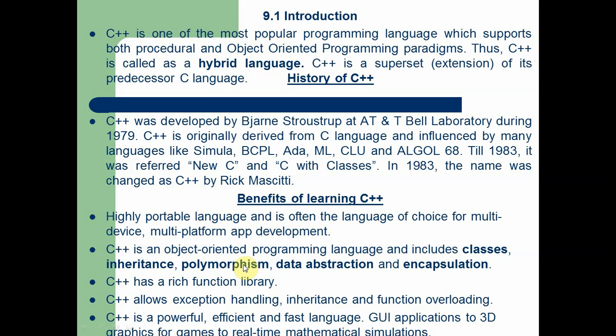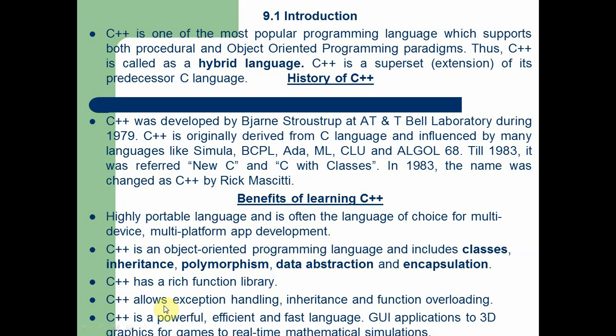C++ has rich function libraries. Of course we know what a function is. It is a subprogram. C++ consists of many pre-built or pre-defined functions. All the functions are stored in the form of library files. That's why we say C++ has rich function libraries. Next, the fourth point is C++ allows exception handling, inheritance, and function overloading. In C++, exception handling and inheritance are used very effectively.